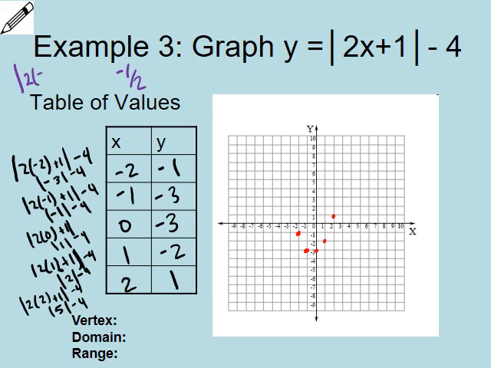So I'd have 2 times negative half, right? Plus 1 minus 4. 2 times negative half, or what's half of 2 is 1. It'd be a negative 1 plus 1, which can be 0. The absolute value of 0 minus 4 is negative 4. So at negative half, I'm at negative 4. Okay, so do I have my perfect v here, or did I make a mistake somewhere?